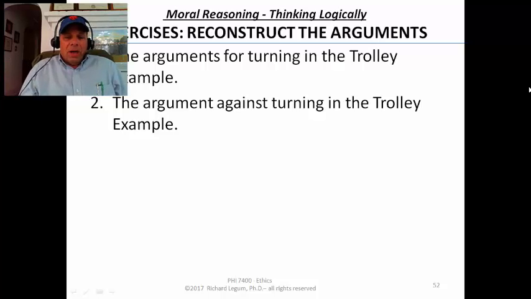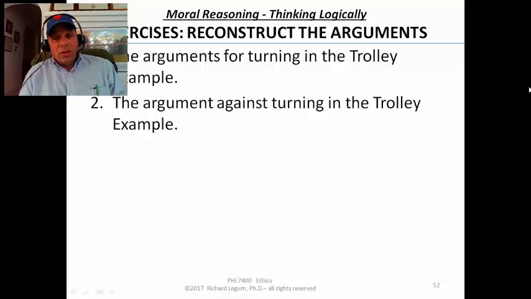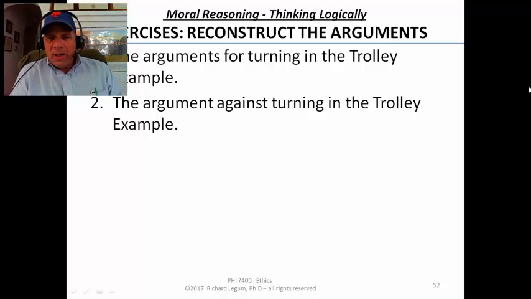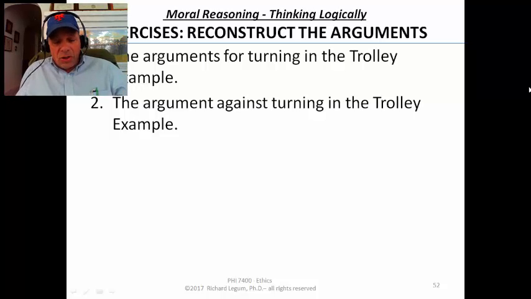In particular, I want you to turn to the two arguments that we considered in the first trolley example. That is, the argument in favor of turning the trolley and the argument against turning the trolley. Remembering, these are moral arguments. And what I want you to do is do the work. Sit down, following the steps that we just talked about, and I'd like you to formulate, to reconstruct versions of those arguments.